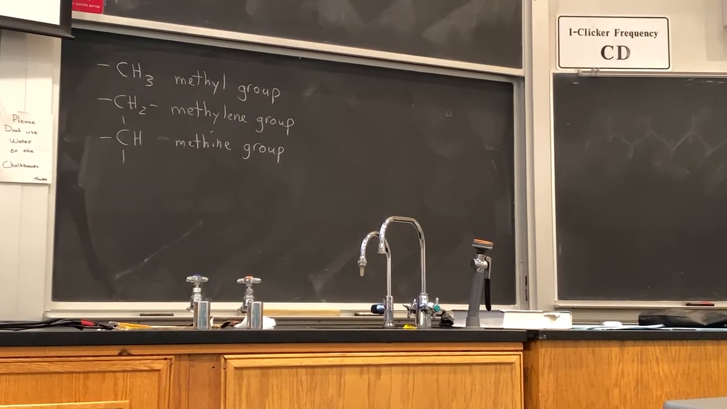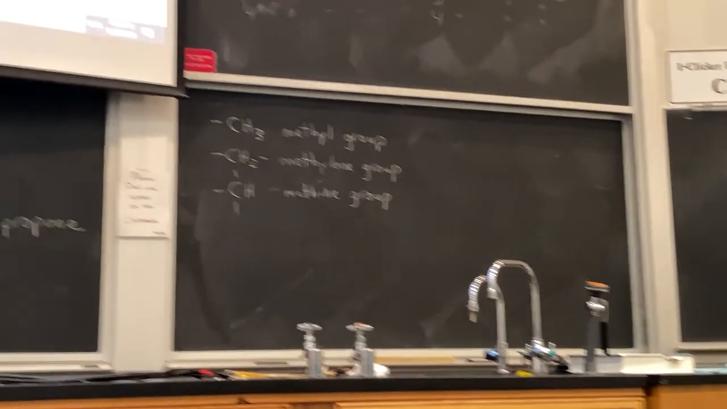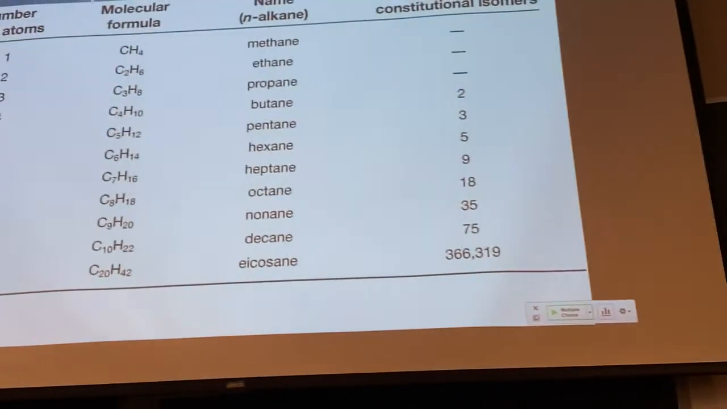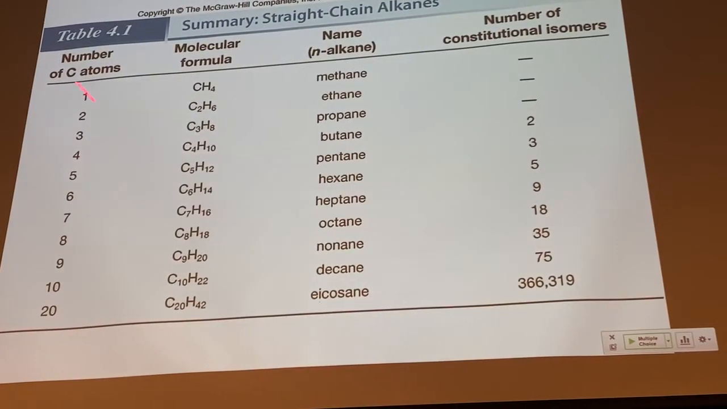Okay? All right, so let's take a look at a table from chapter 4. And this table shows us number of carbon atoms in a chain. It doesn't have to be a straight chain. Molecular formula, a name, and then when it says N-alkane, that's the name for the straight chain with that formula. And then over here we have number of constitutional isomers. Okay? So we went up to butane. We didn't do the isomers of pentane or hexane.